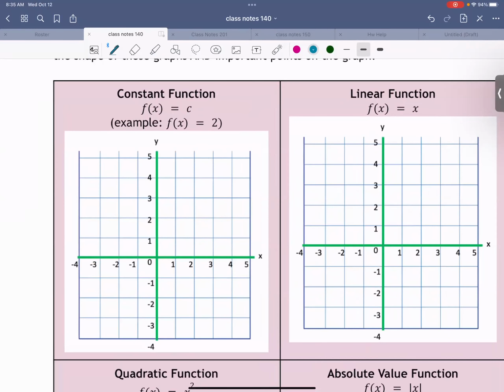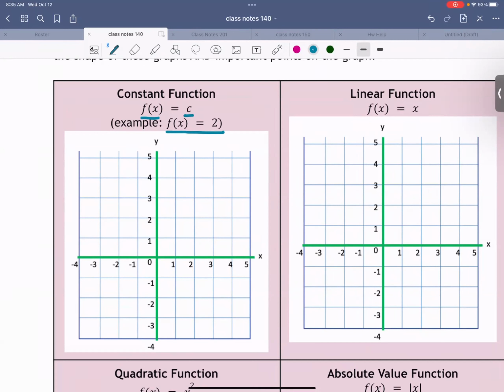Our first function is the constant function. And it looks like this. It has the form f of x, which is just our y value, equals c. Okay, so for example, f of x equals 2 would be a constant function at 2.